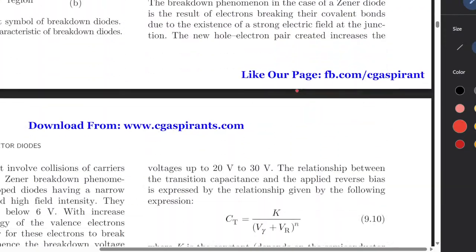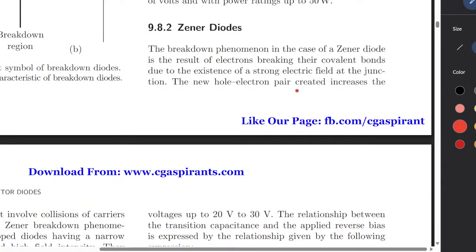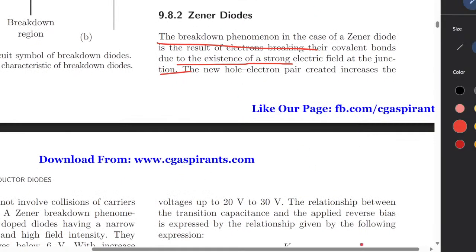Okay. So the Zener diode, breakdown phenomena. The breakdown phenomenon in the case of the Zener diode results from electrons breaking their covalent bonds due to the intense, strong electric field at the junction. Okay. The breakdown phenomenon in the Zener diode results in the breakdown of the covalent bond due to the extensive electric field.